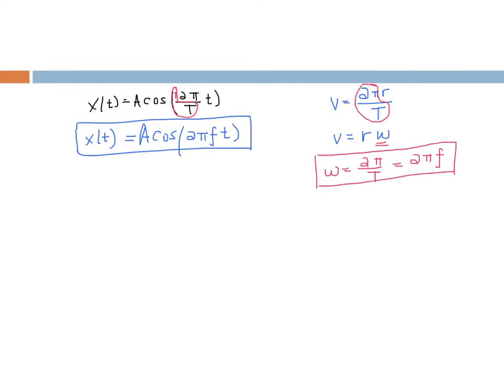That means that this position time function can also be written as A cosine of omega t. And again, this is a very common way to see this equation.